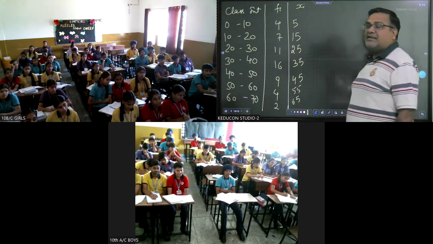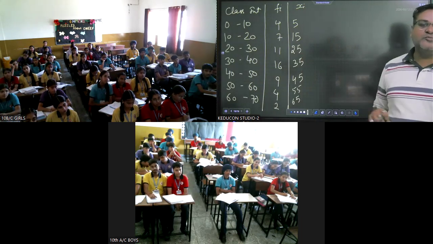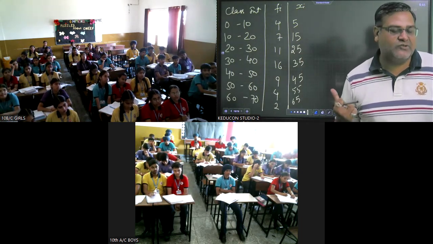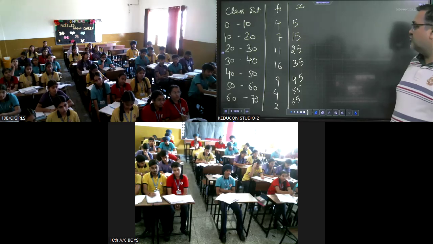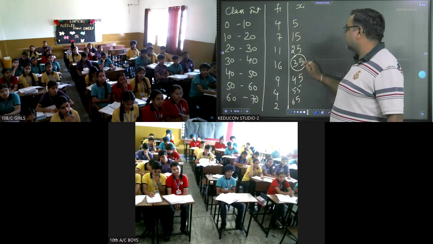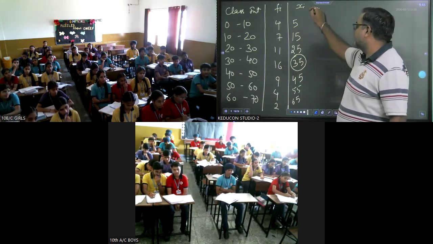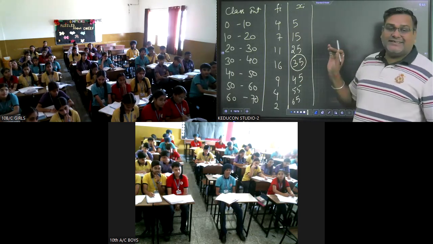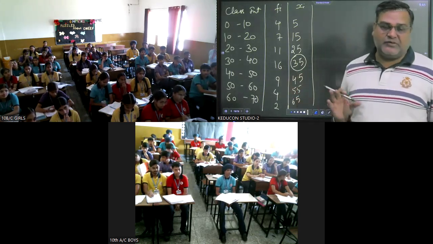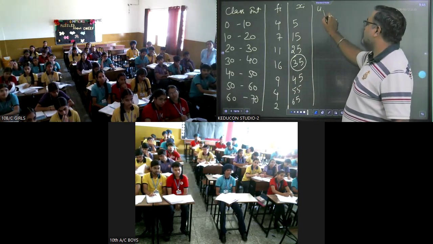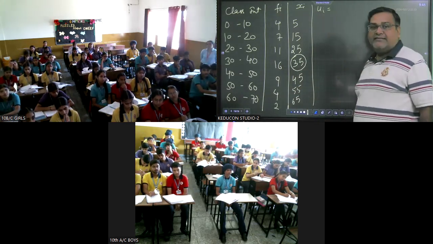Now tell me, what will be the assumed mean in this method? What will be the assumed mean? 35, because it is the middlemost term. Look at the next step very carefully. In place of di we take ui. What is ui?